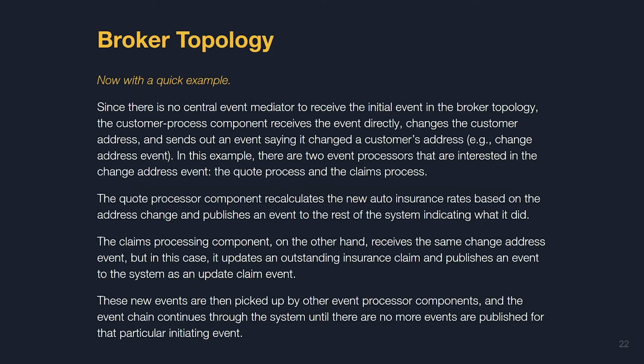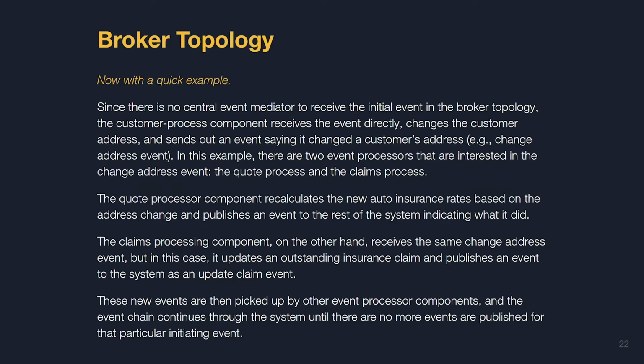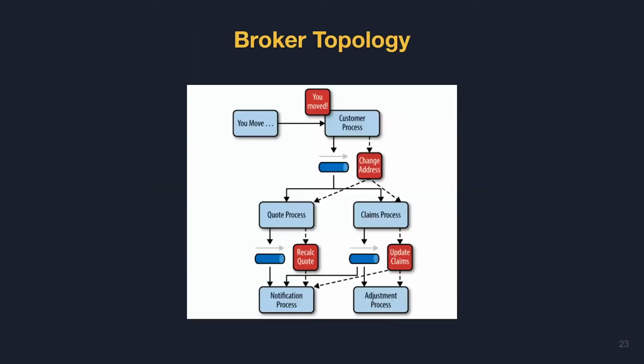Let's go now with an example. Imagine a customer wants to change its address. So in the example here, the customer wants to change its address. There are two event processors, the code processor and the claims processor. These will run in parallel, which is one benefit of this architecture pattern. And this claims processor will do its job.